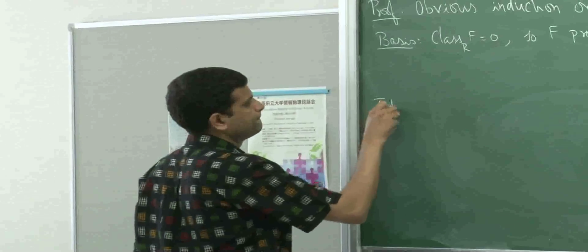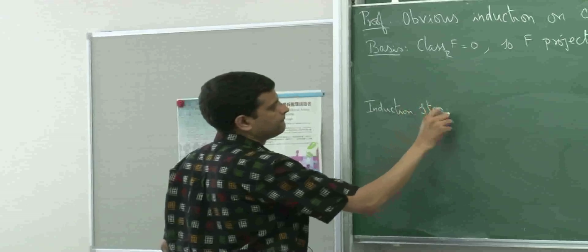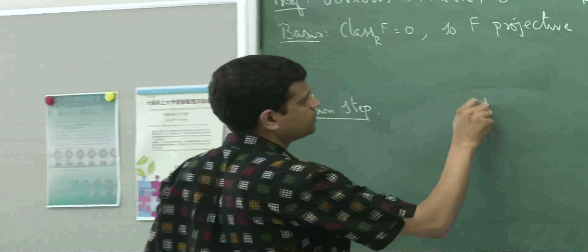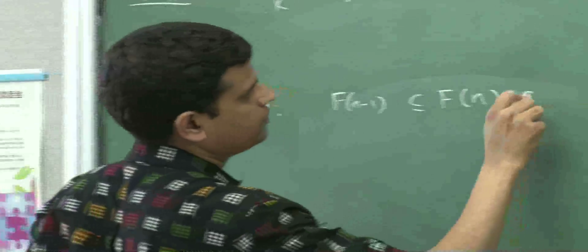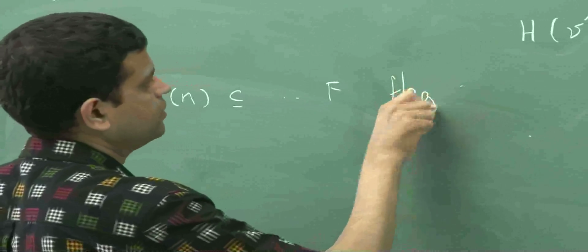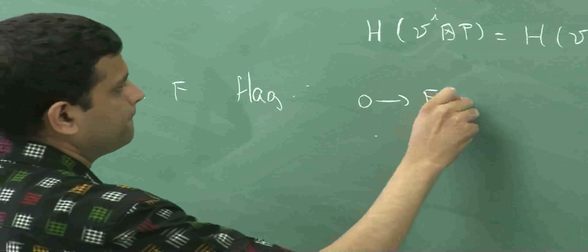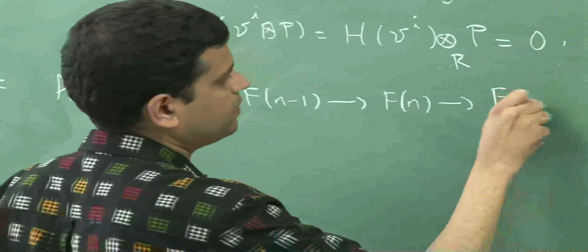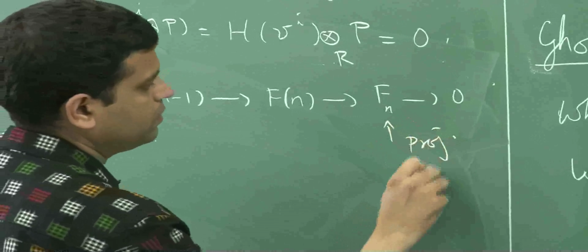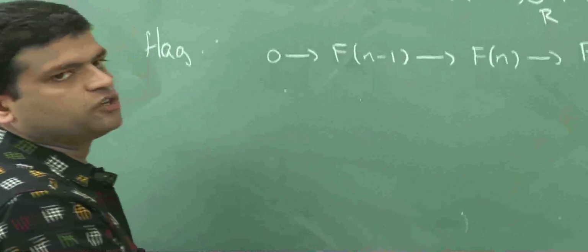So, induction step. We know that it has some filtration. We have a filtration of F, and so we have an exact sequence. So this is a flag. So one has an exact sequence like this. And the quotient, let me write it as F_n, and this is just a projective module. So we have exact sequences like this. These are differential modules, but this is just a projective module with zero differential.